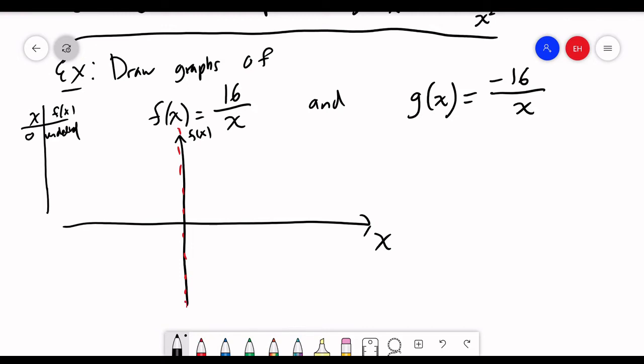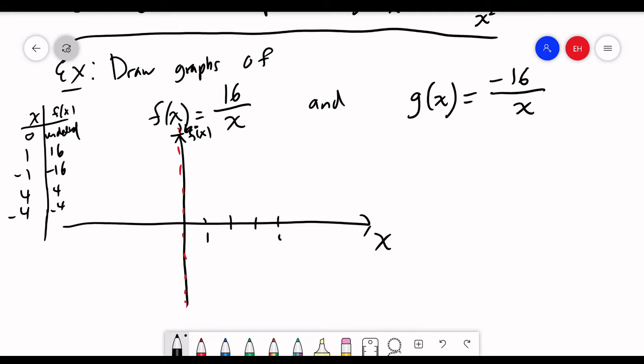So to note that on the graph, we're just going to put a dashed vertical line at x equals 0. All right, we put in 1. All right, that's a little better. 16. Put in negative 1. 16 over negative 1 is negative 16. Put in 4. 16 divided by 4 is 4. And put in negative 4. And we get out 16 divided by negative 4 is negative 4.